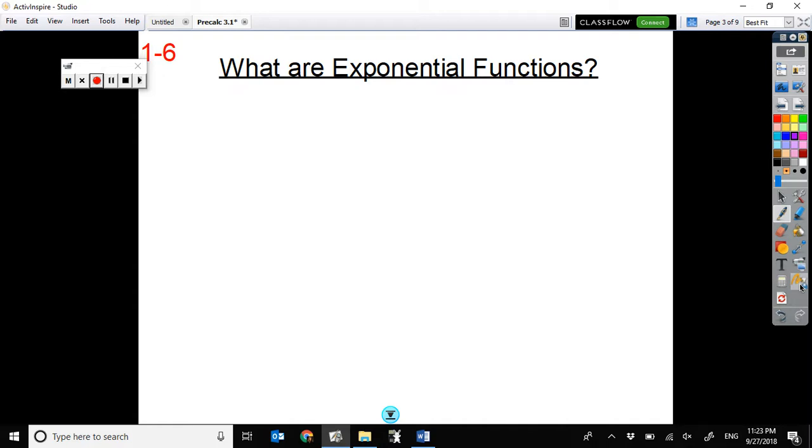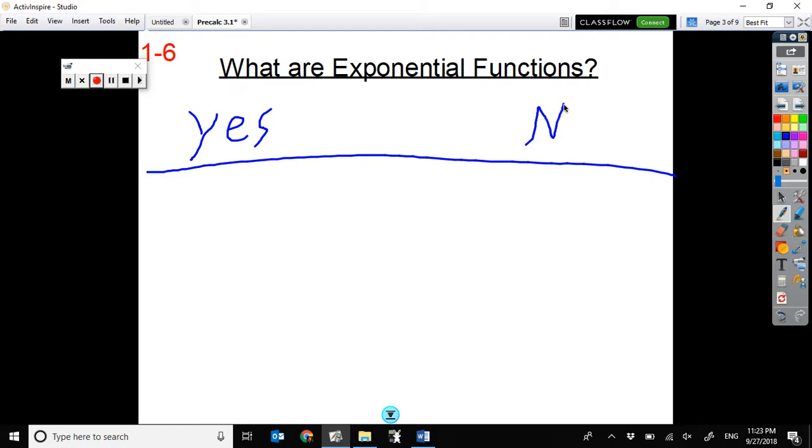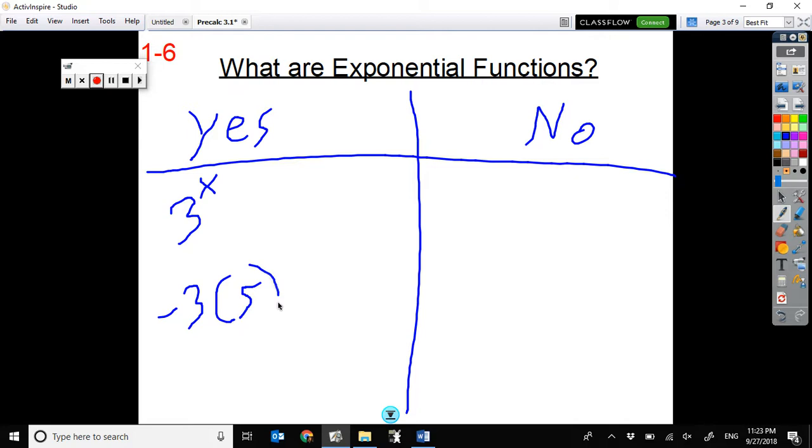So the first couple of problems ask you to identify what is and what is not an exponential. So we'll start off with this. These we'll call yes. They are exponential. Over here, no. So what is an exponential function? 3 to the x, negative 3 times 5 to the x plus 2. It's exponential. I could even do 1/2 to the x. Notice that each one of those has an exponent of x.